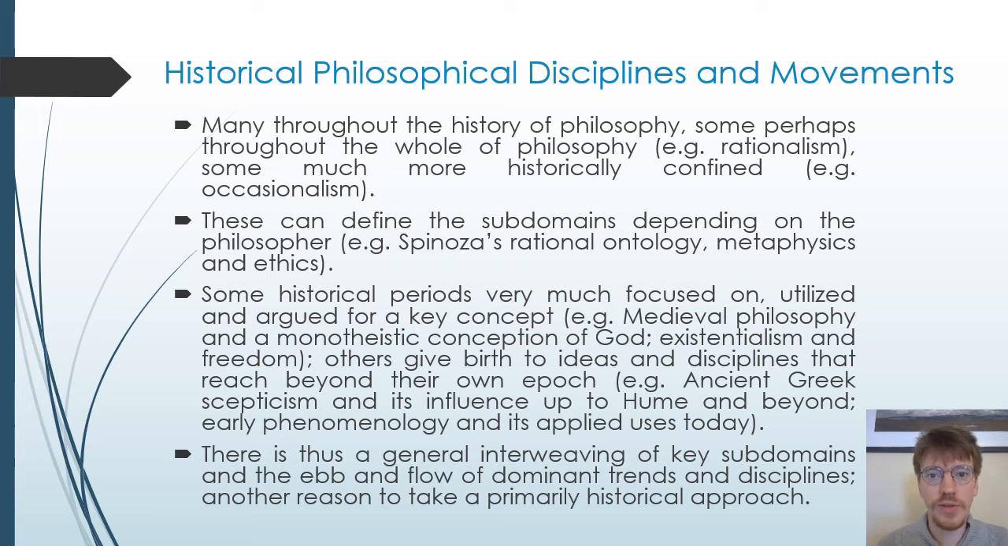Moreover, within all of this, some historical periods very much focused on, utilized, and argued for a key kind of privileged concept. So you have medieval philosophy and a monotheistic conception of God as underpinning pretty much everything. You had existentialism and its emphasis on human freedom. And by doing this, by focusing on a particular concept, this also formed a kind of school or discipline therefrom. So medieval philosophers, or a philosophically grounded religion on one hand, and existentialism on the other, for example.